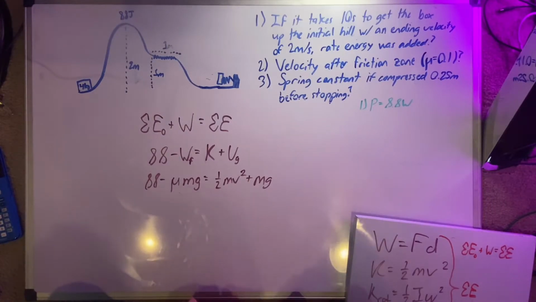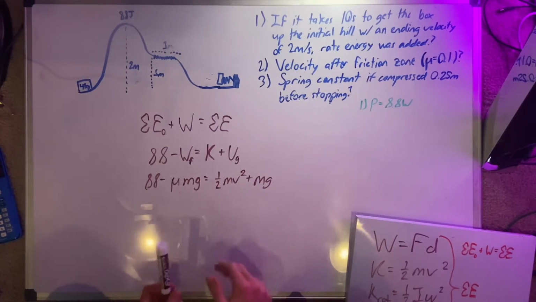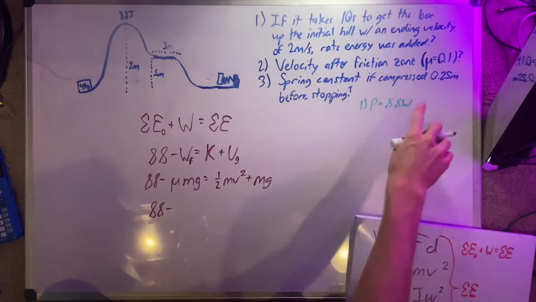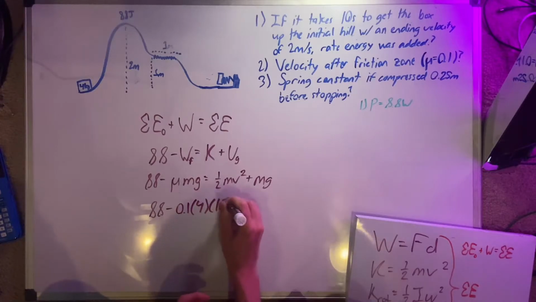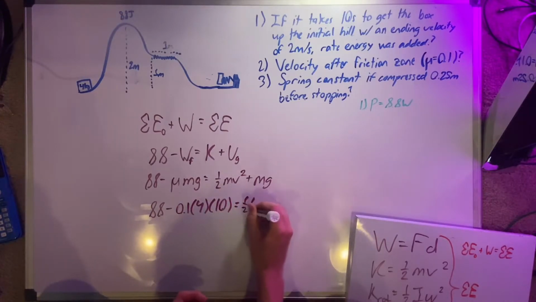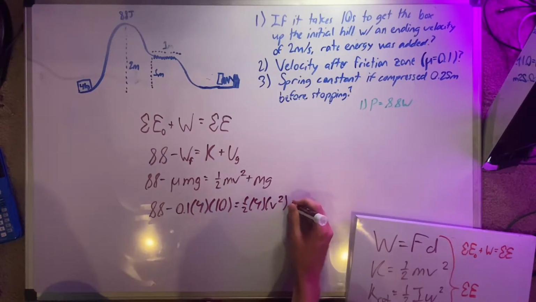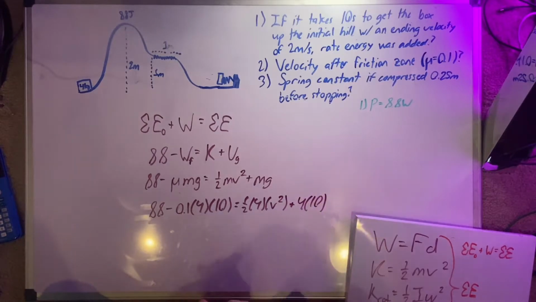So now that we have this whole equation here, we can plug in all of our known values. 88 minus mu, which it said mu here was 0.1, 0.1 times the mass 4 times the gravity 10 is equal to 1/2 4. We're looking for the velocity, plus 4 times 10.